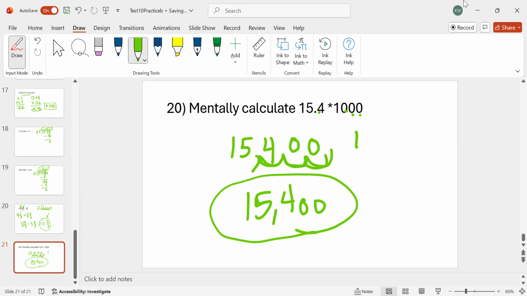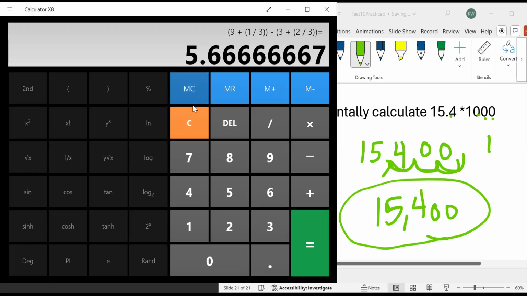And we can double check that with our calculator. So 15.4 times 1,000 equals 15,400. So I think that's all I have for you today.